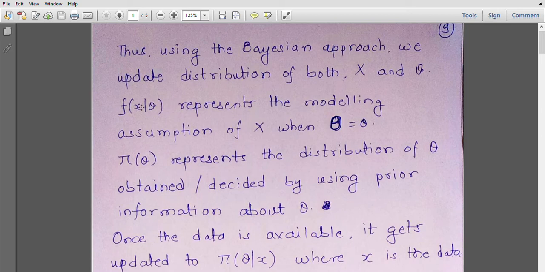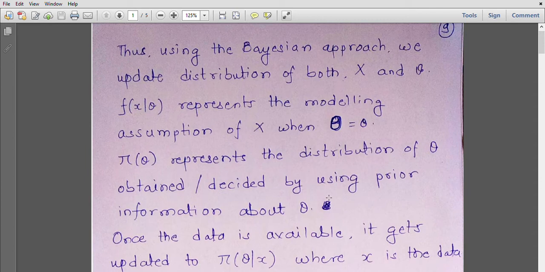So suppose f(x given theta) is the distribution which represents modeling assumptions associated with the observable random variable x whose probability distribution involves an unknown parameter theta. So suppose that this f(x given theta) is the probability distribution of x when the random variable theta takes this particular value. And suppose pi(theta) is the distribution of theta obtained or decided by using prior information associated with theta.